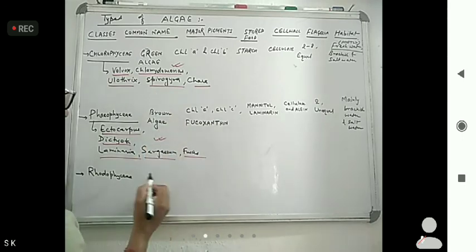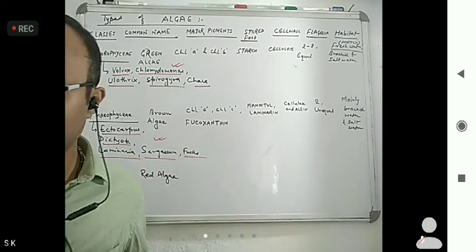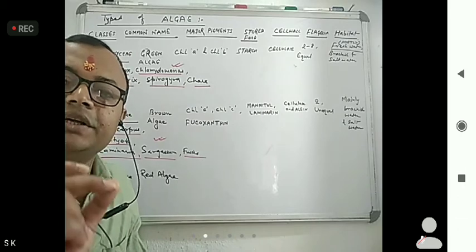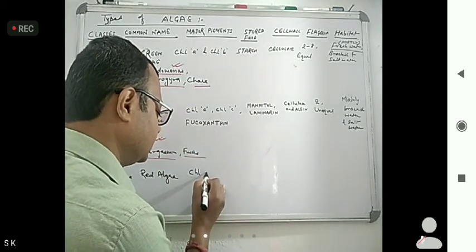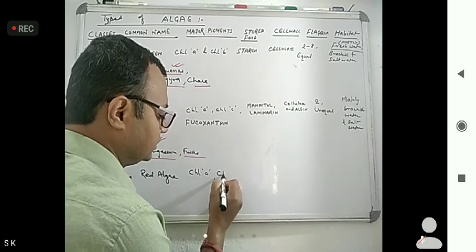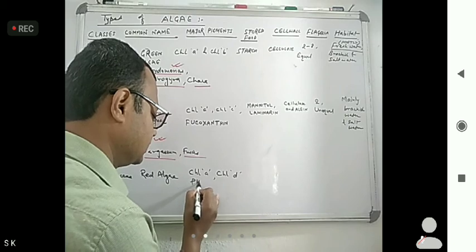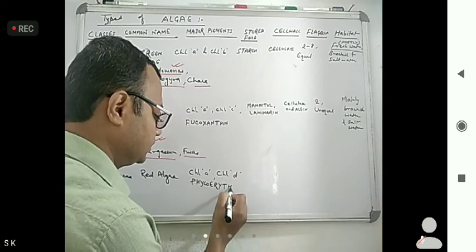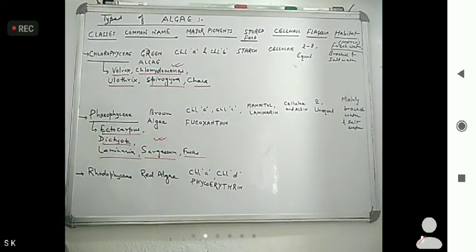Now this Rhodophyceae is commonly known as what? Red algae. Now here the major pigment is what? Chlorophyll A, chlorophyll D, and phycoerythrin. So what I told? Chlorophyll A, chlorophyll D, and phycoerythrin. Okay, so these are the major pigments they are having.